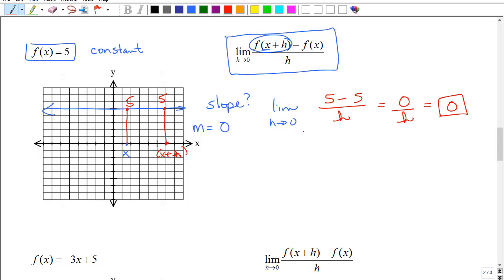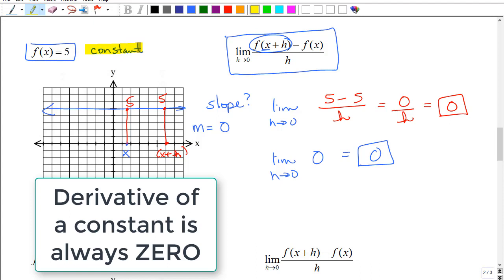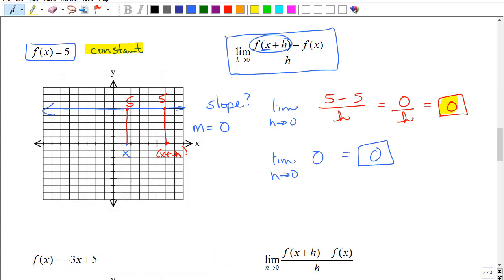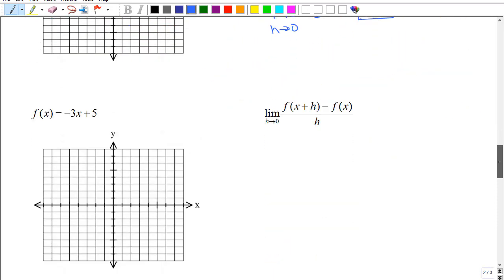Now notice I haven't taken the limit yet. The limit as h approaches 0 of 0, well, there's no h either. It's still 0. Now that's kind of odd, but the important thing I want you to remember is that the slope of a constant, or in other words, the derivative of a constant, is 0. Remember, that's just the slope of a tangent line. And in this case, the line is the tangent line.